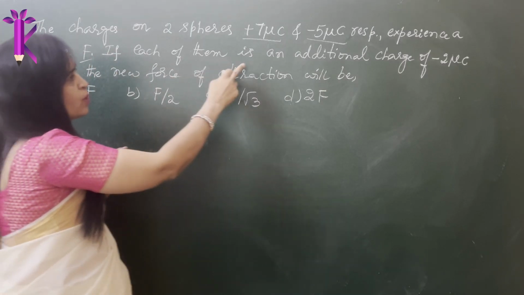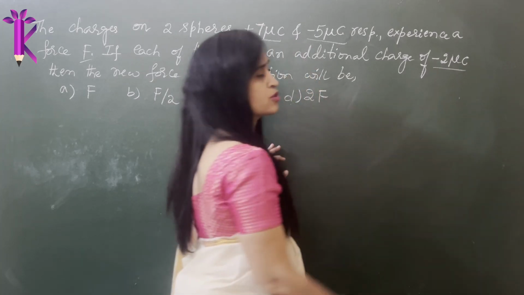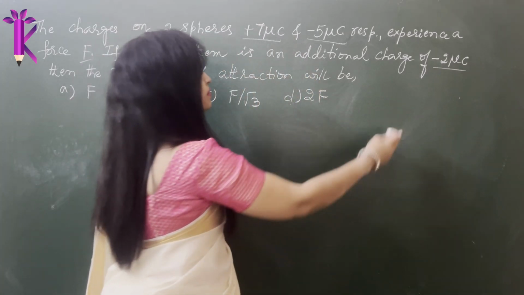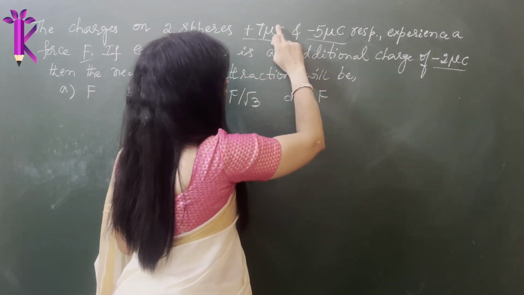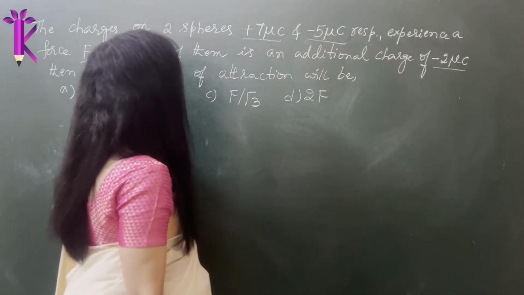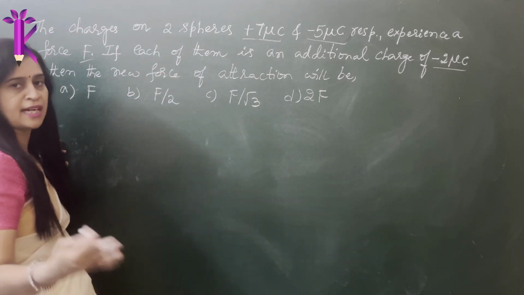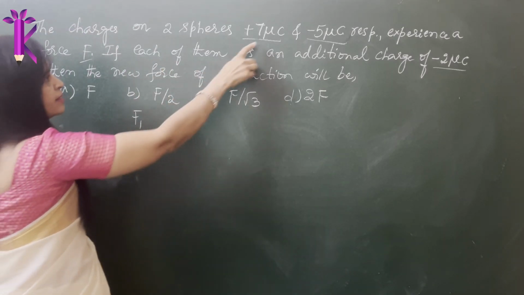So if each one of them is given an additional charge of minus 2 microcoulomb, so you are adding more electrons. So that means to the positively charged, you are adding more electrons. To the negatively charged, already negatively charged, you are giving it more negative charge. So what will be the new force of attraction? Simple. Okay, let's first do the first one for the first force, where these are the charges.